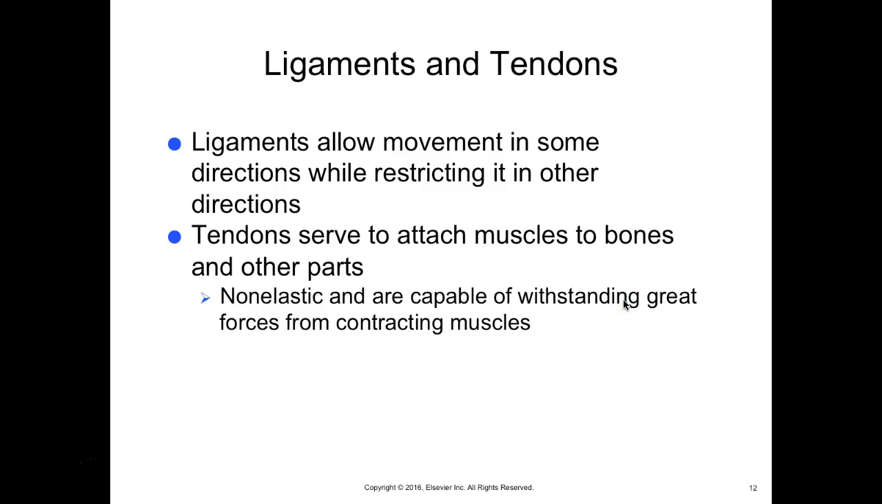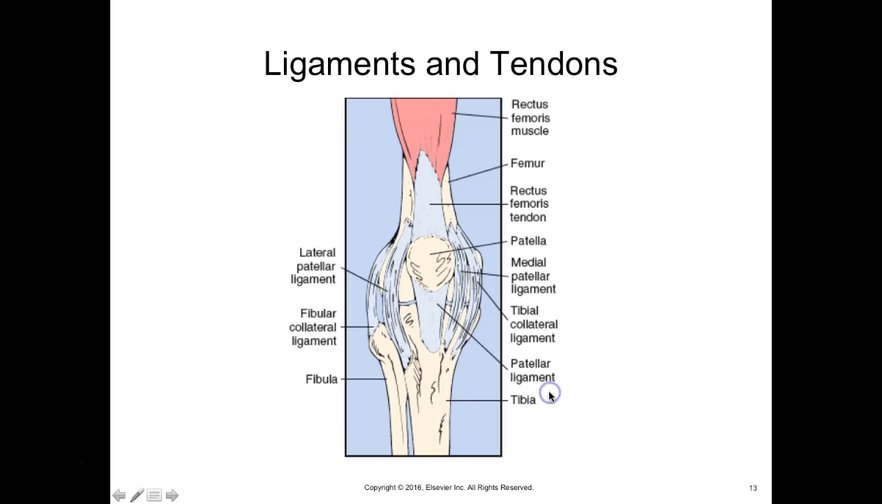Ligaments and tendons. So ligaments allow movement in some direction while restricting it in others. Remember, ligaments connect bone to bone. Tendons connect muscle to bone. So ligaments are bone to bone, and tendons are muscle to bone. Tendons serve to attach muscles to the bones and other parts. They are non-elastic and are capable of withstanding a great amount of force from contracting muscles.